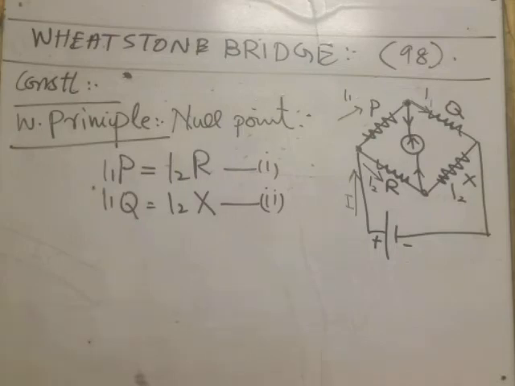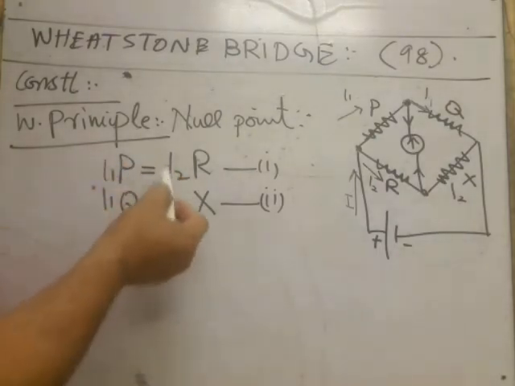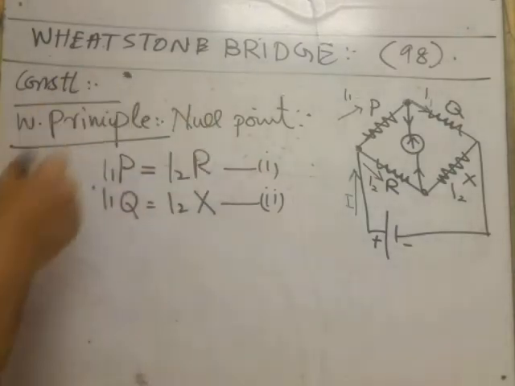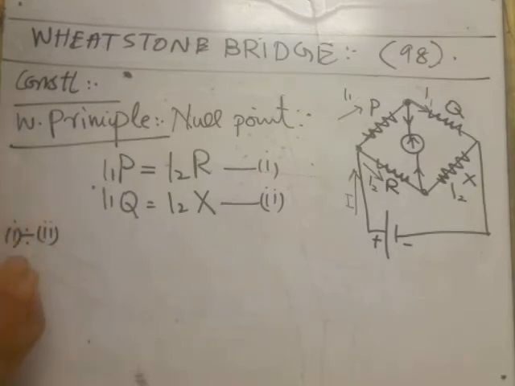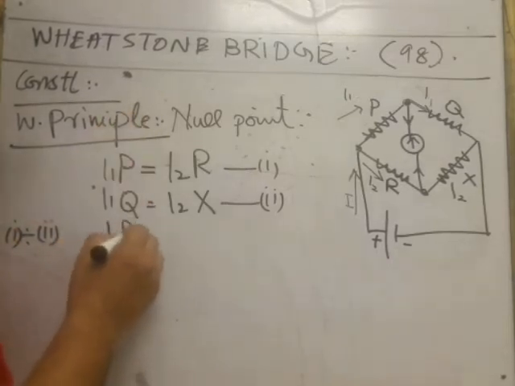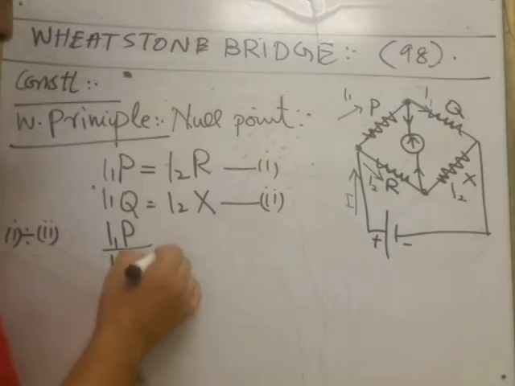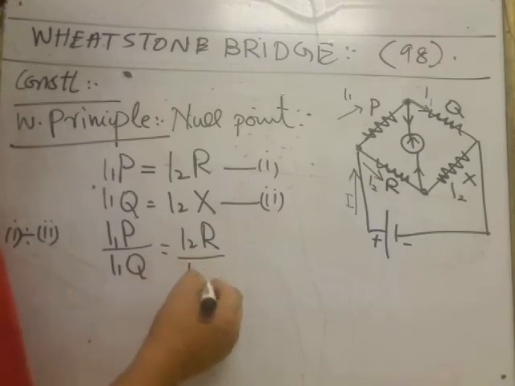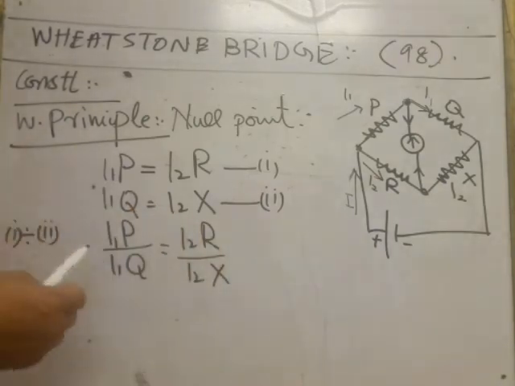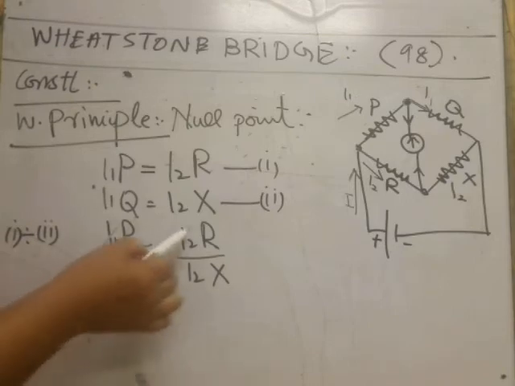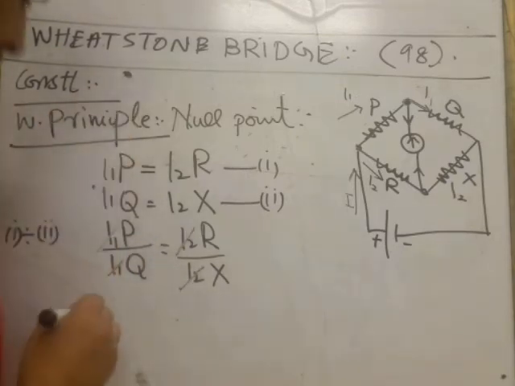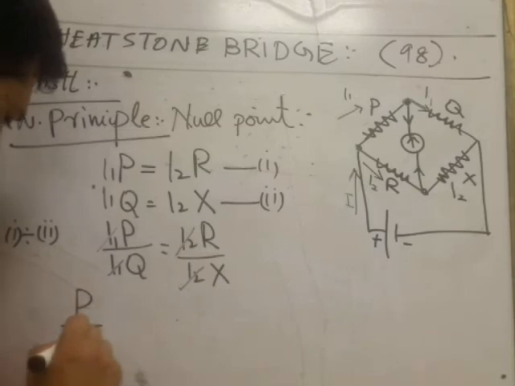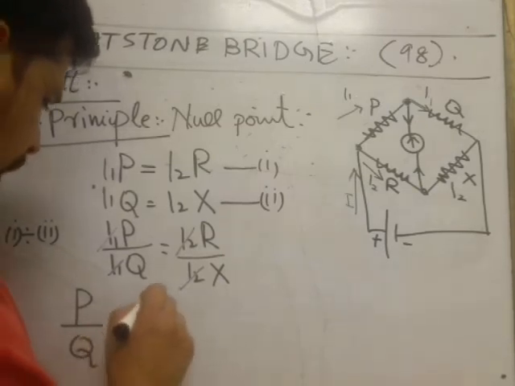Because of this null point, we can find these equations. Dividing equation 1 by equation 2, we see that I1P divided by I1Q is equal to I2R divided by I2X. Cancelling I1, I1, I2, I2, we have a relation like P over Q is equal to R over X.